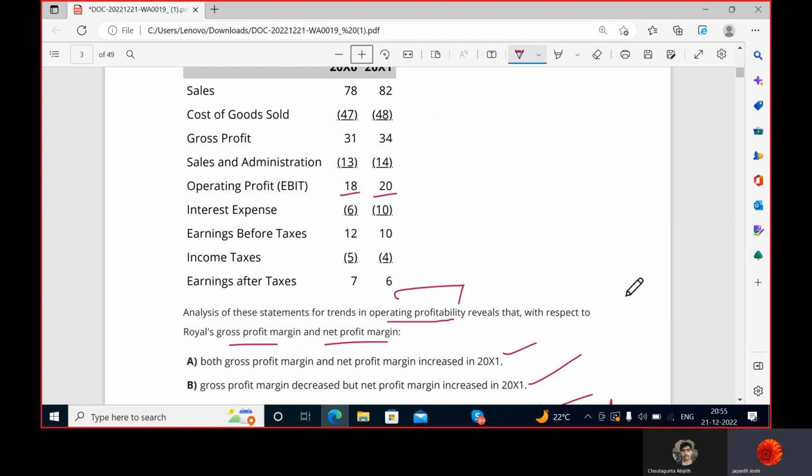So tell me the formula for gross profit margin, Abhijit. So that would be gross profit divided by... Abhijit, you are still seeing that margin is always divided by what? Revenue, and COGS goes in the denominator. No, COGS in the denominator? Any margin, if you want to find, you have to find it by dividing with sales or revenue. Yes, okay.